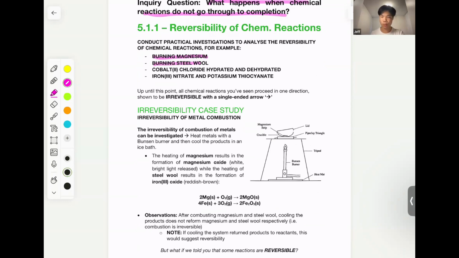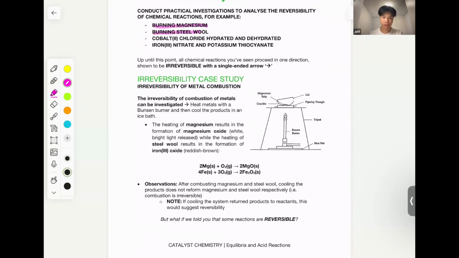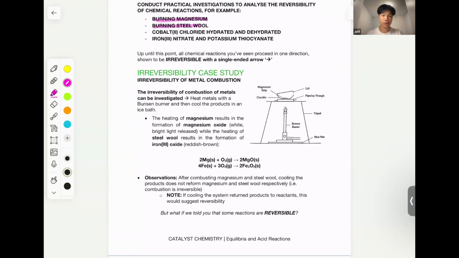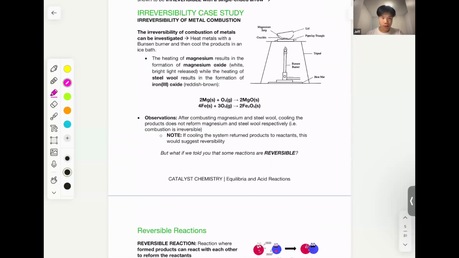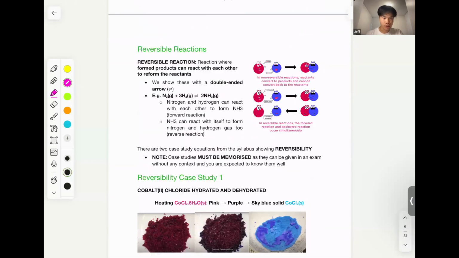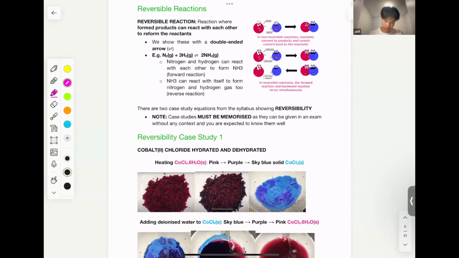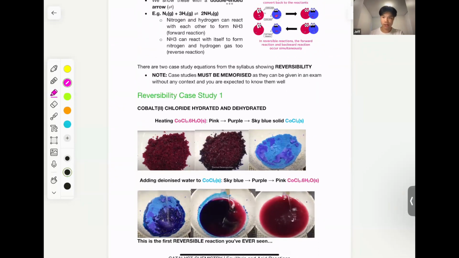The first dot point talks about reversibility, where you have 4 case studies, burning of magnesium and steel wool. These are your metal combustions, and they serve as your irreversibility case studies. So make sure you have these as what you give if you're asked for anything irreversible. Your reversible reactions are given as cobalt 2 chloride hydrate and dehydrate.